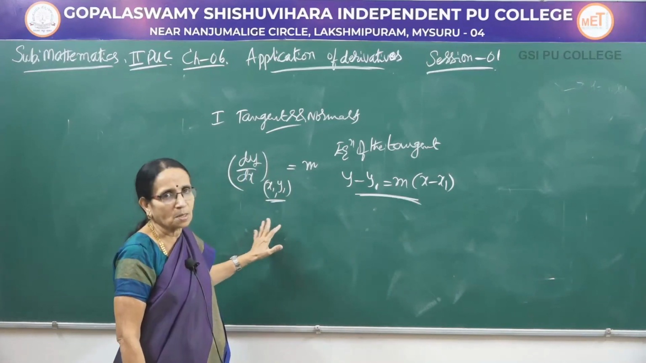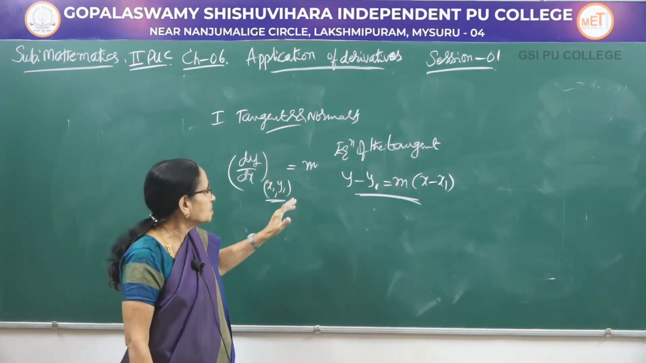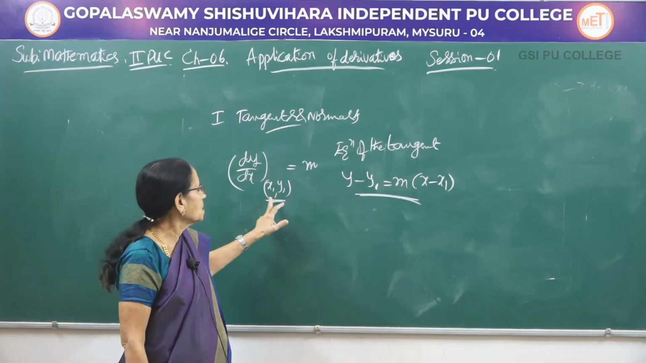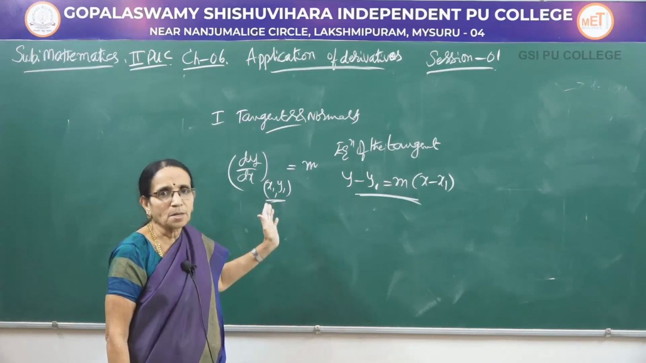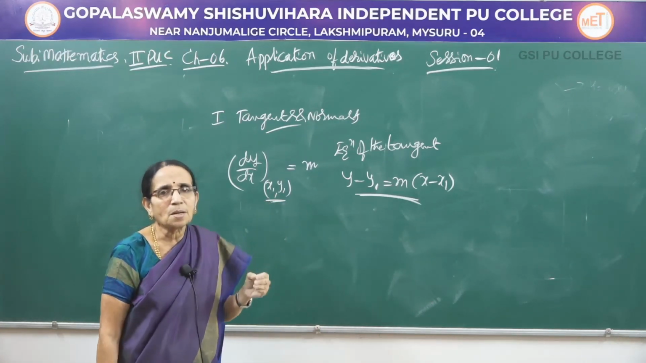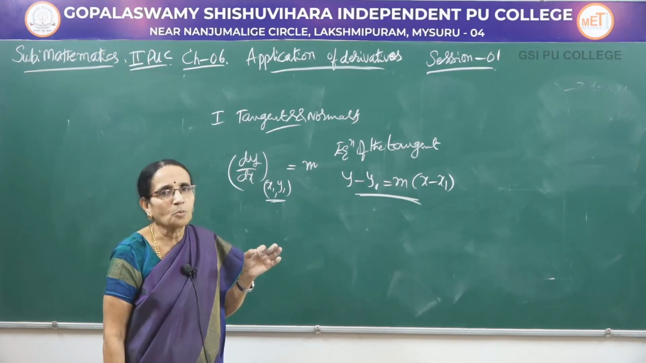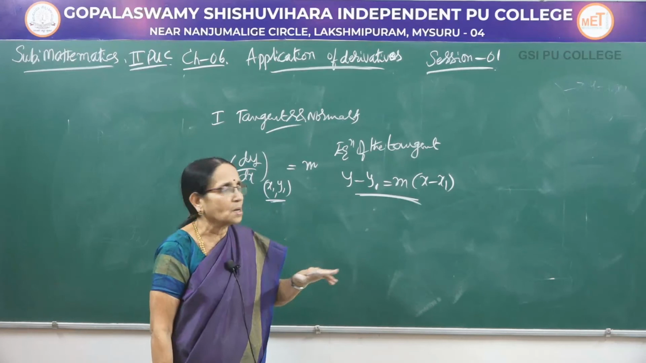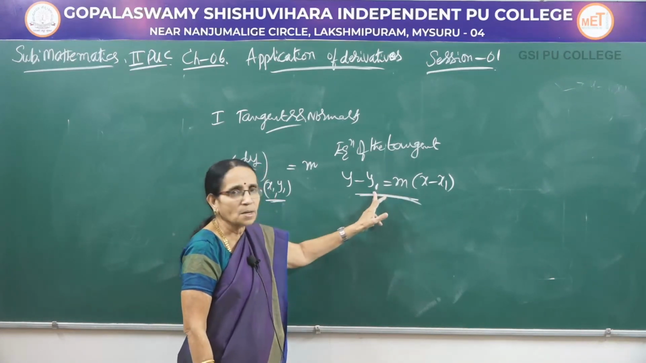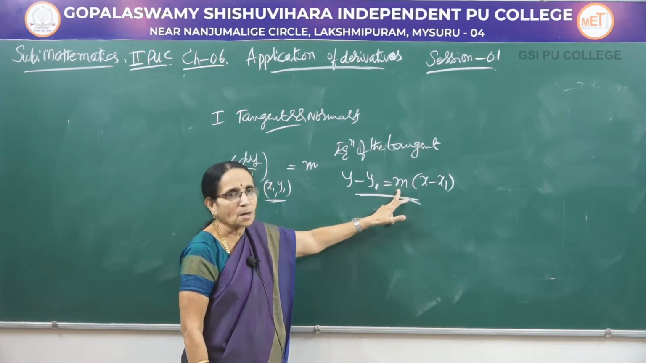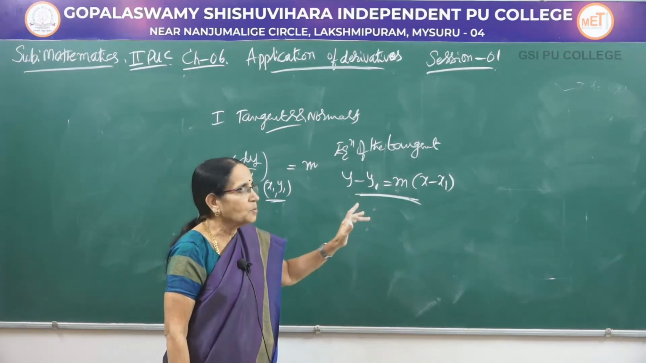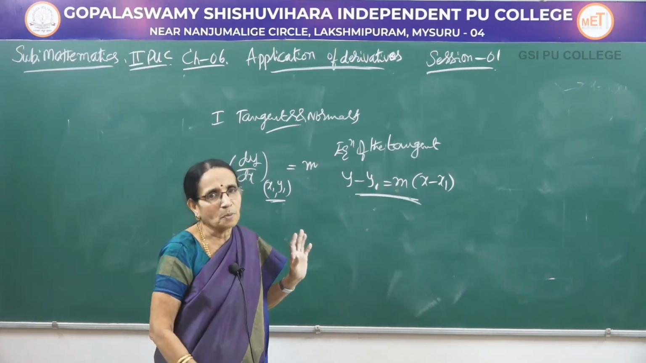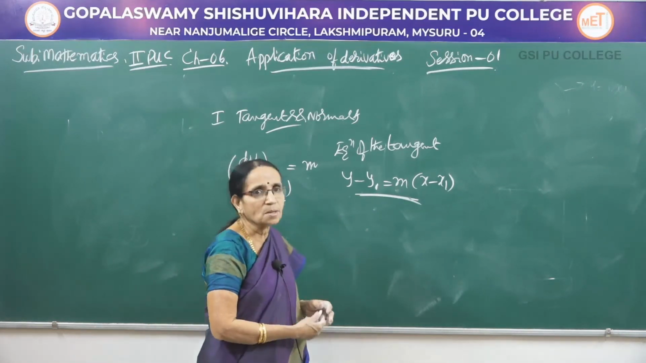Just differentiate as usual, and wherever x and y are there, write the values of whatever point has been given to you, and you get a real number that gives you the slope of the tangent. Suppose they ask you to find the equation of the tangent: the point is already given, the slope has been calculated, therefore y minus y1 equals m into x minus x1. This is about the tangent.